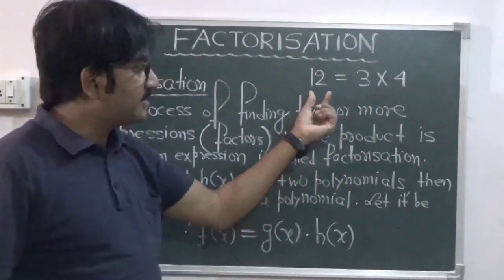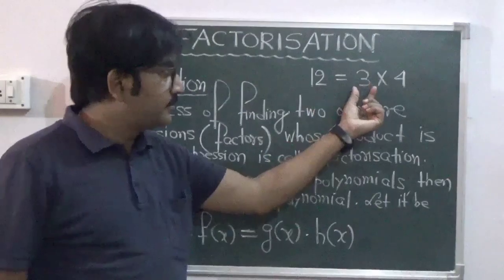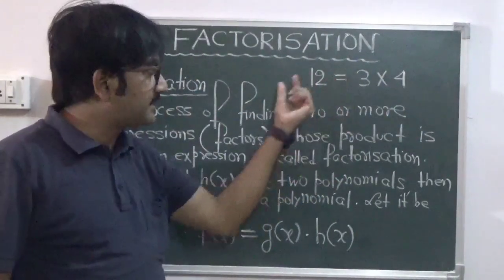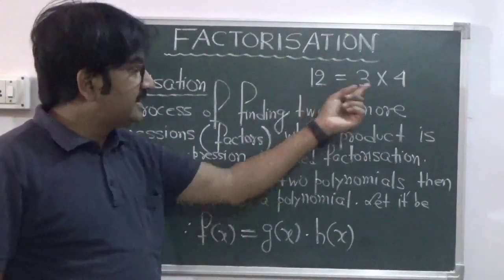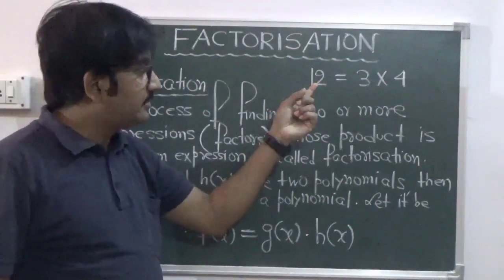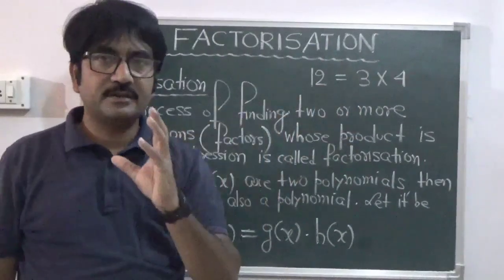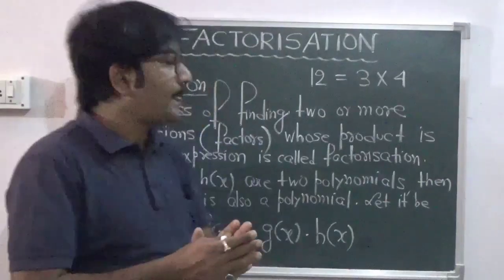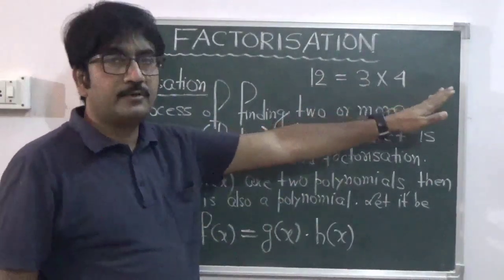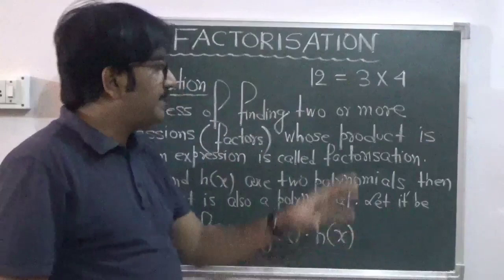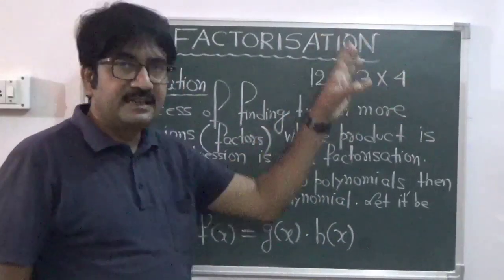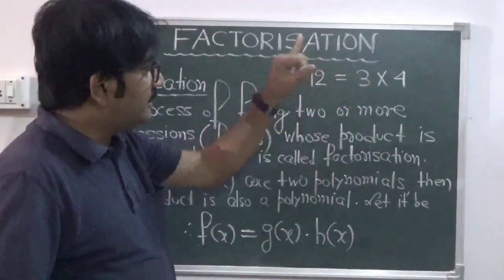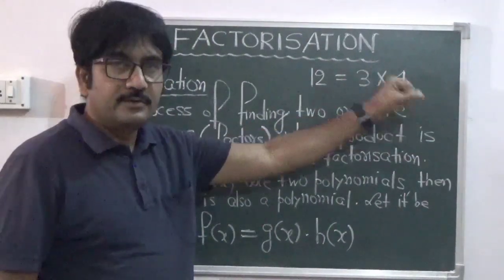So if we can write this number 12 as a product of two different numbers, then each of these numbers is called a factor of this number 12. 3 is a factor of 12 because if you divide 12 by 3, we get the remainder 0. That means 12 is completely divisible by 3. Similarly, if you divide 12 by 4, we get the remainder 0. That means 12 is completely divisible by 4. And in that case, we say 3 is a factor of 12 and 4 is also a factor of 12.